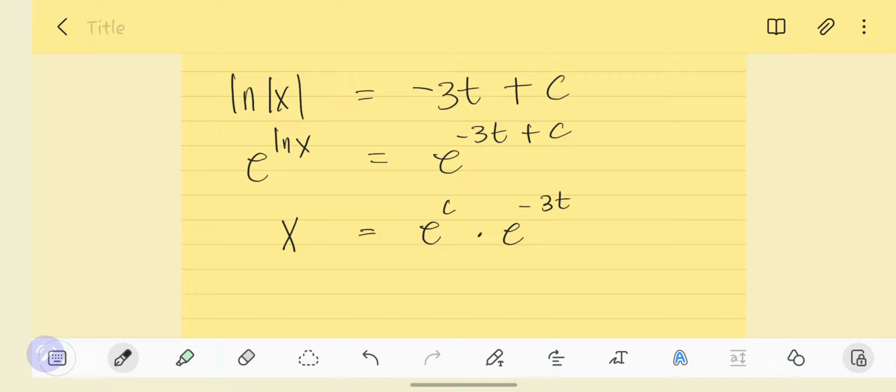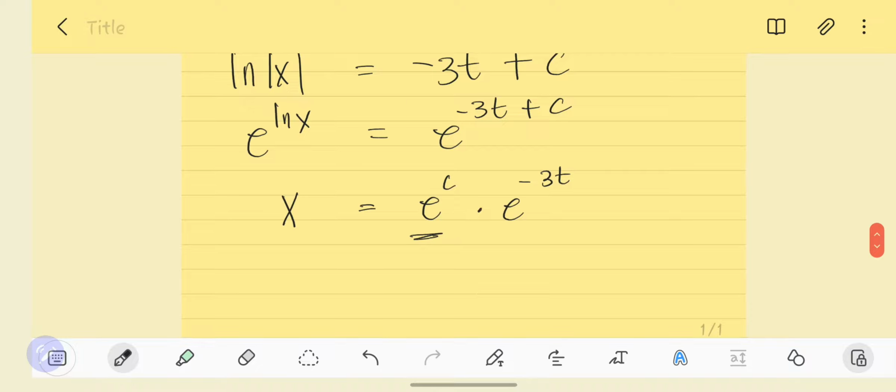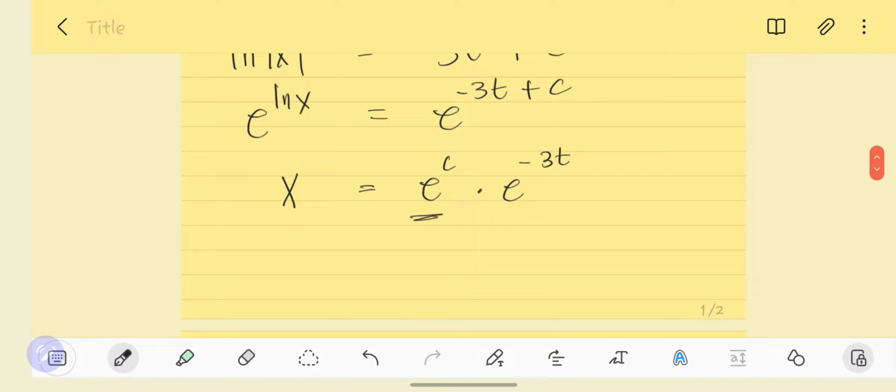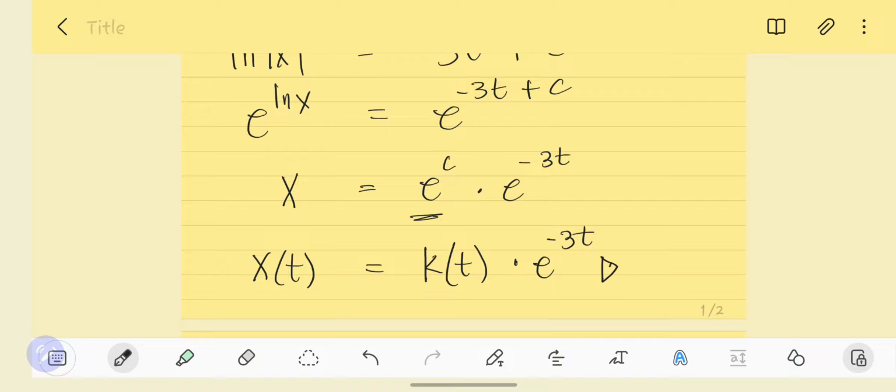Now we let this constant that we get vary. So we will let this vary with t. So x of t is equal to k of t times e to the negative 3t. Now this is your solution to the homogeneous equation. So x of t is equal to k of t times e to the negative 3t.